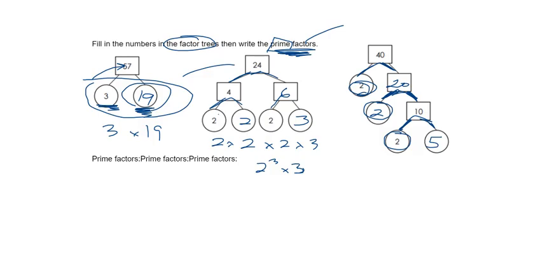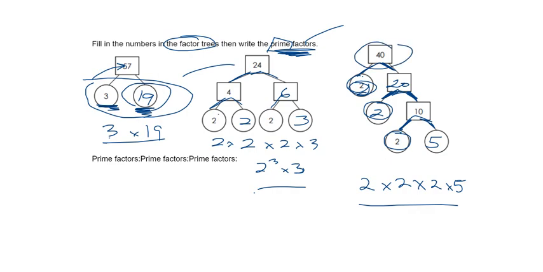So prime factors on the bottom. You've got 3 and 19. You've got 2 times 2 times 2 times 3. And you have all the prime numbers here. So 2 times 2 times 2 times 5. Okay, so those are prime factors that give you a product. This is a product. That's a product as well.